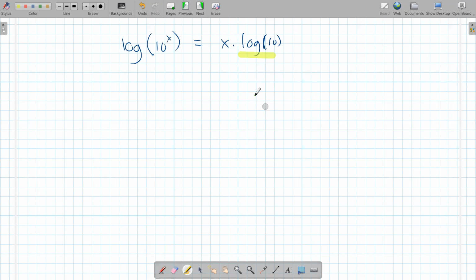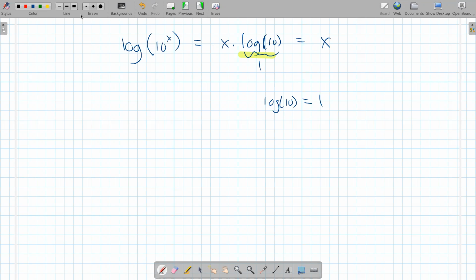All right, well, let's think about that. We actually already answered this question on question number 1. Log of 10 is equal to what? Well, this says what power would you raise 10 to get 10? Well, I would raise it to the first power. So this log of 10 there is just a 1. 1 times x is x.